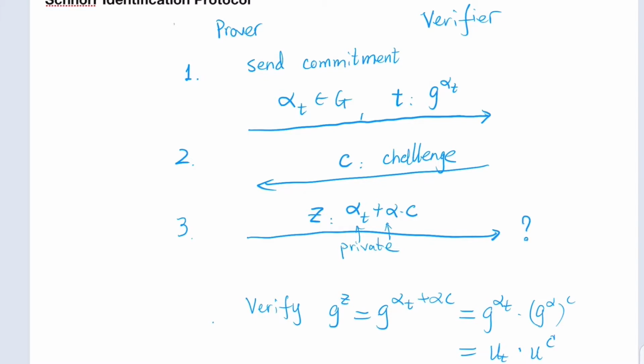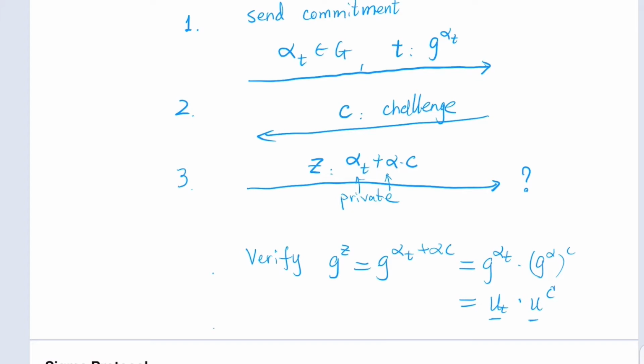Now, how would the verifier know you are the right guy? This is some mathematical manipulation. The verifier just calculates g to the z, because we know the Z that you send. Here we received T, which is g to the alpha T. Let's call this UT. And here we sent C. So the verifier knows UT, and knows C, and knows Z. So g to the Z power is equal to g to the alpha T plus alpha C, and g to the alpha T happens to equal UT, and g to the alpha is the public key, and then you can verify.